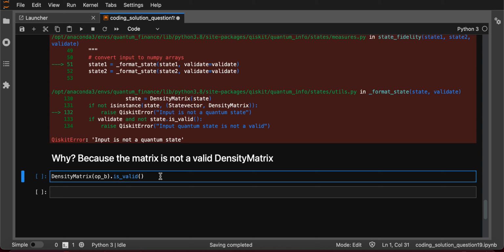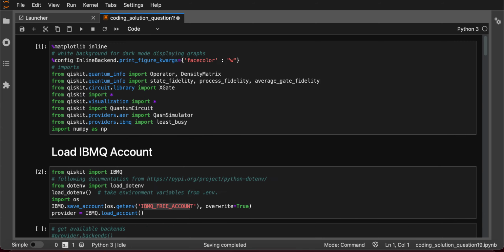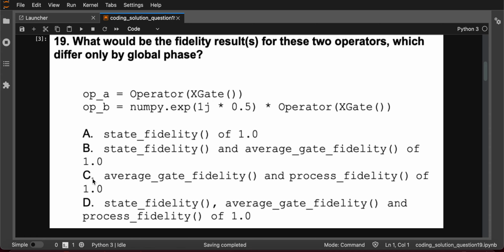To check that that's the case, we can see if a density matrix for operator B is valid. And here we see it's not. So there is no corresponding state fidelity, and thus answer C is the right answer, and not D.